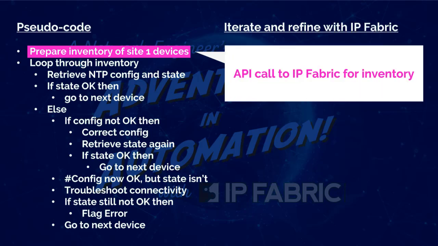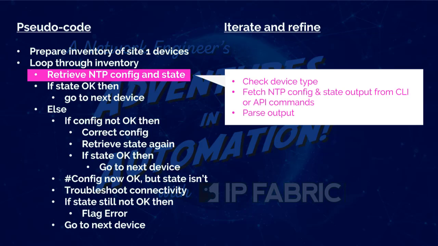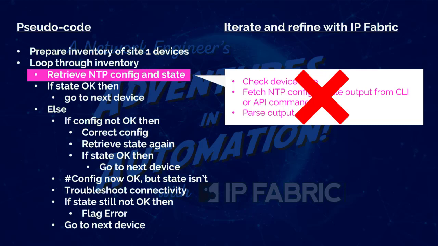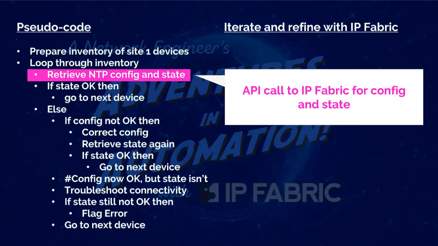We make an API call to the IP Fabric and we pull the inventory details from there. We can filter based on pretty much any attribute. We can filter based on the site quite easily. So that's a simple win there for the API calls. If we're retrieving the config and state of NTP, well, again, we don't need to do that. IP Fabric has already done that for us as part of its discovery. Okay, so with IP Fabric, we make an API call and pull the config and the state through from the API.